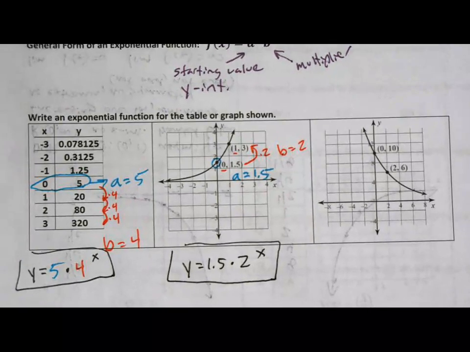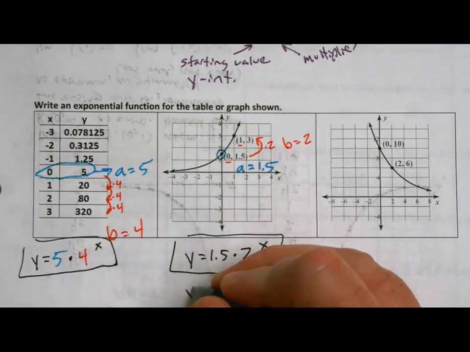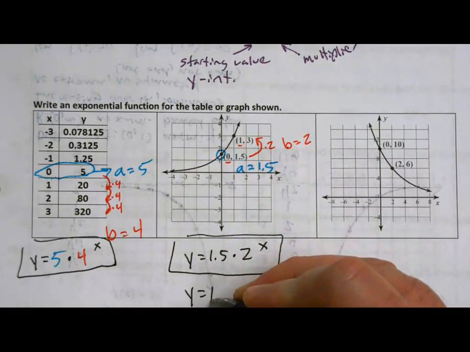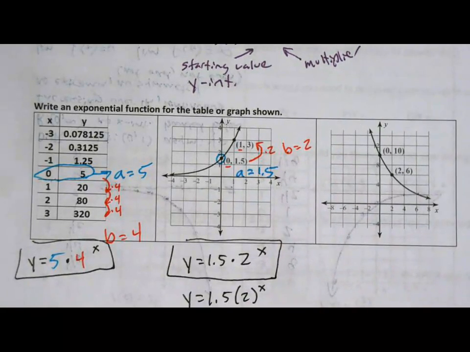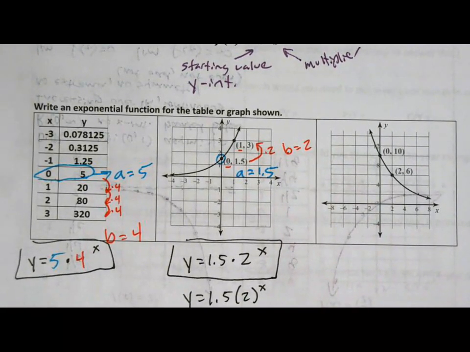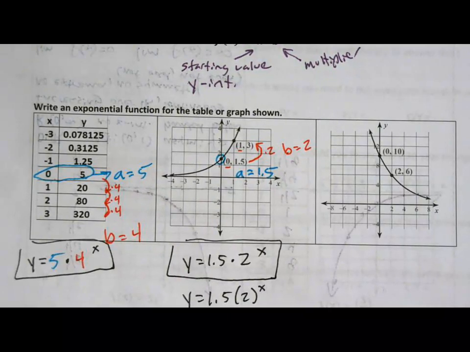By the way, sometimes when your book writes answers, they will put the b value in parentheses. If b is ever a fraction, it must go in parentheses. But if it's not a fraction, you can just write it with a dot in between.